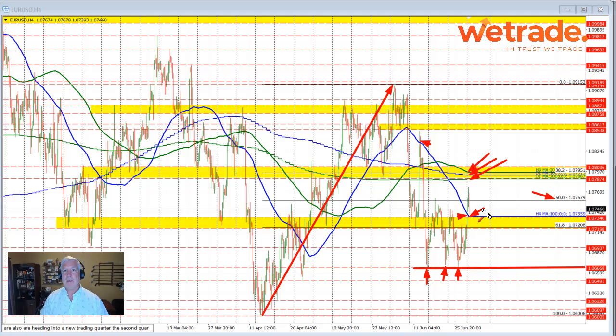So in the short term, watch the 100-bar moving average on the 4-hour chart as a key barometer for trading here today, followed by the 50% on the top side for the euro versus US dollar.